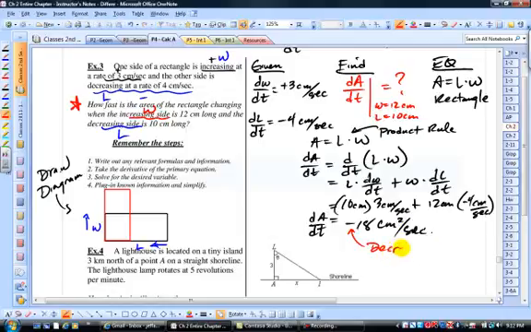Okay, let's write that down. It's a decreasing rate indicated by the negative sign. If it was positive, I would say it's increasing, but it's negative, which means that it's decreasing. And that should make sense too, because over time it's going to look like this. Let me draw another picture later on in the situation.